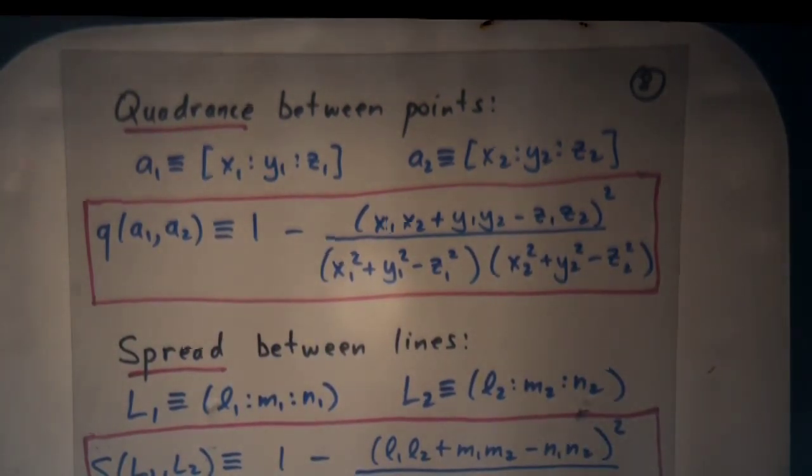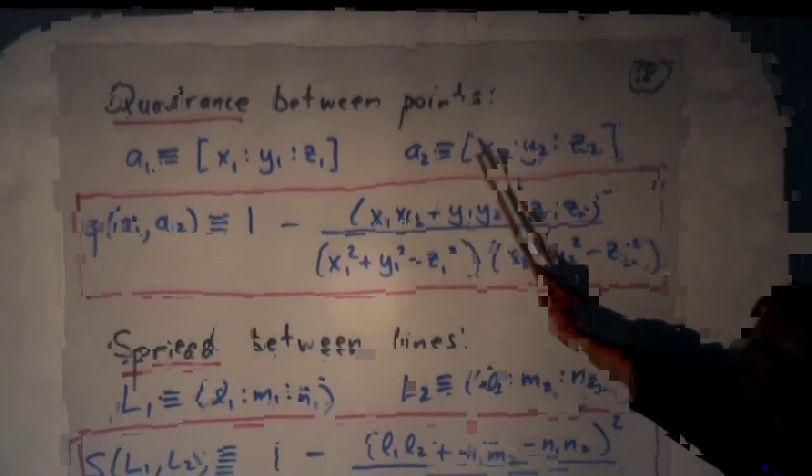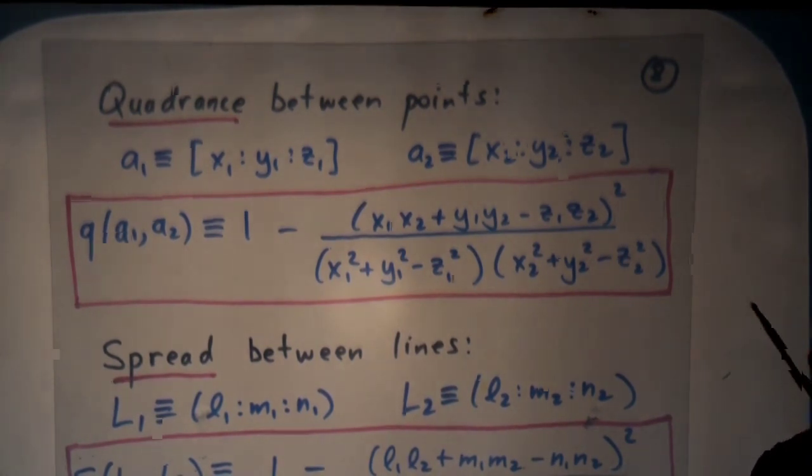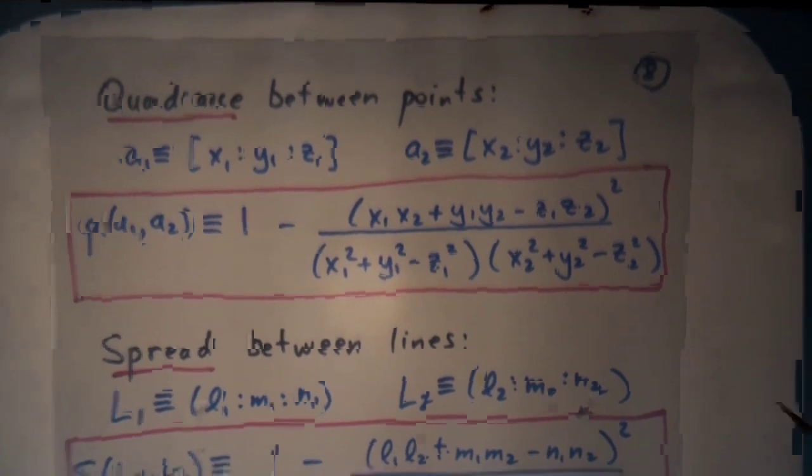So we have two points, A1 and A2, with obvious coordinates x1, y1, z1, and so on. We want to define a notion of separation between these two points. And these are actually lines in this relativistic space. That's what they're really representing. So if you have two lines in relativistic space, how are you going to assign a number that measures how far apart they are? Well, you have the dot product.